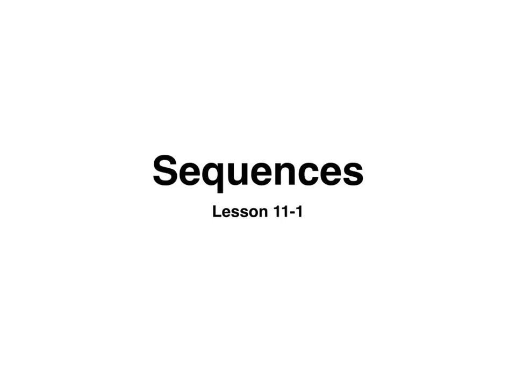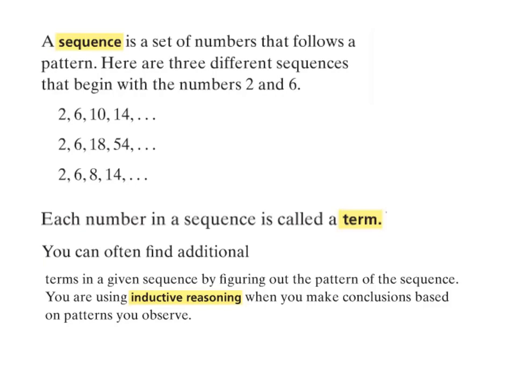In this lesson, we are going to study about sequences. A sequence is a set of numbers that follows a pattern. So if a set of numbers follows a pattern, it is called a sequence. Here are three different sequences that begin with the numbers 2 and 6.